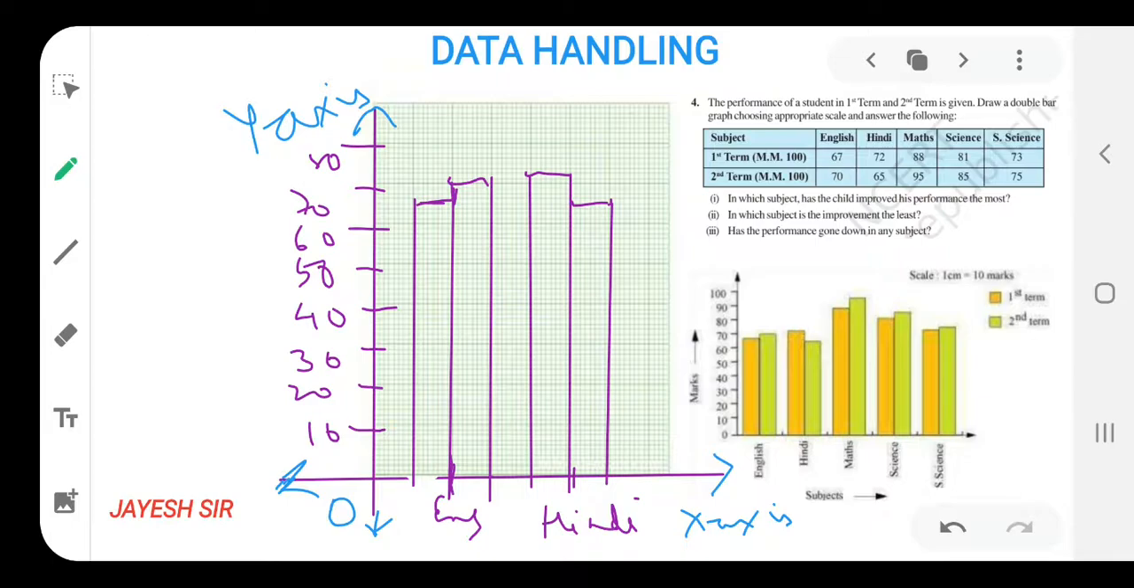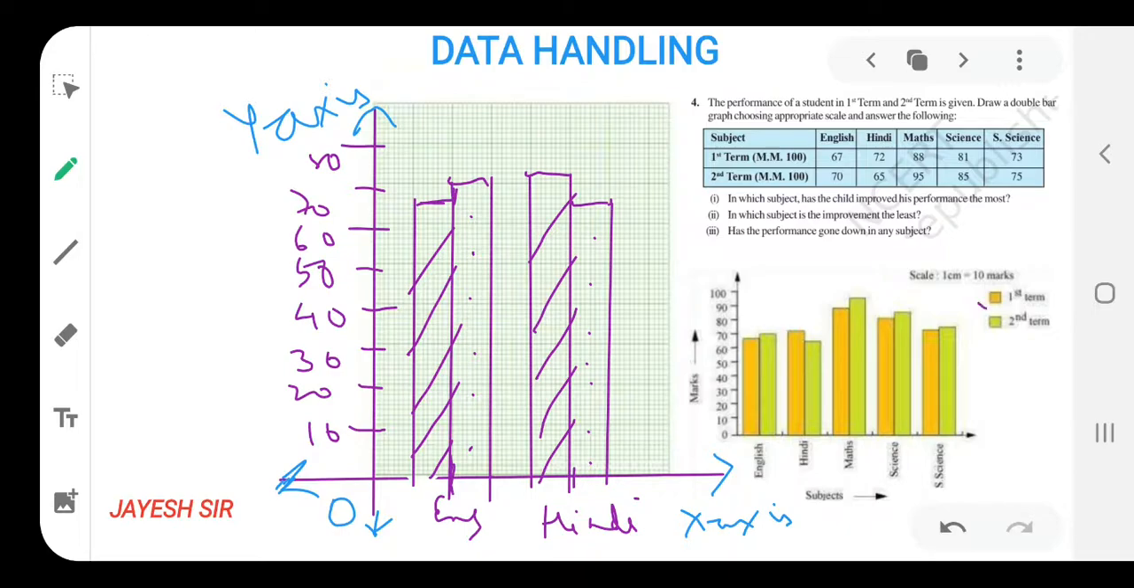In this way we have drawn for English and Hindi. In this way for the other subjects also we need to draw, and afterwards we have to make 2 designs so that we can illustrate which is for the first term. For the first term I am making this type of design, and for the second term I will make dots, dots and dots. Afterwards we can write in the corner that the bar graph showing dots is for the second term.